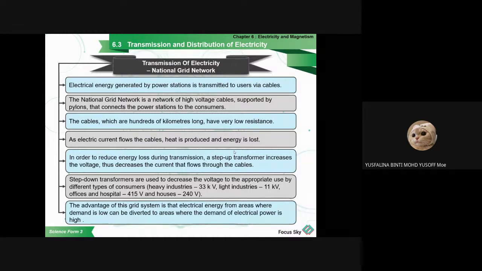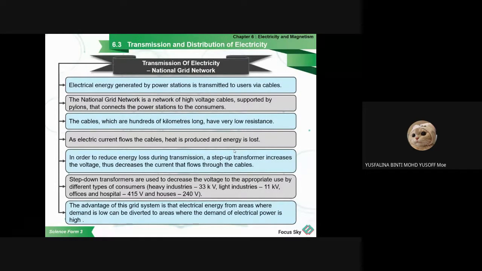So what is the advantage? The advantage of the grid system is that electrical energy from areas where demand is low can be diverted to areas where the demand for electrical power is high. Let's say in a rural area, there are not so many people living there, right? So they can divert the electricity to the area where many people still live. So that is the advantage of using the national grid network.